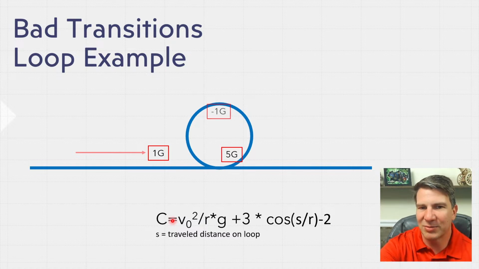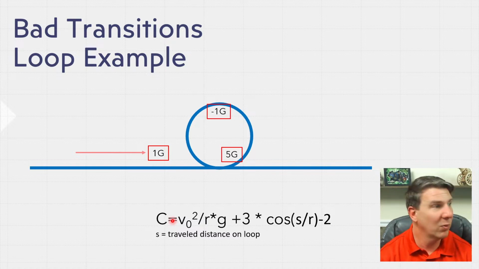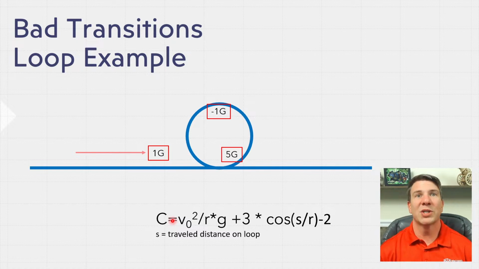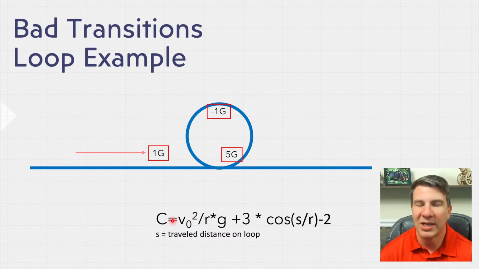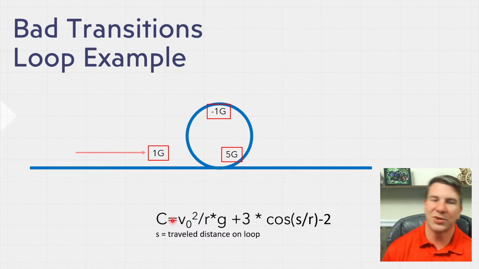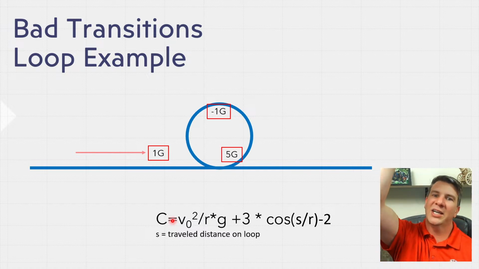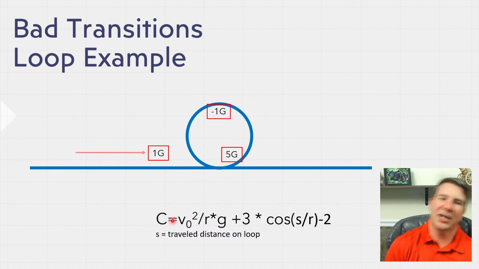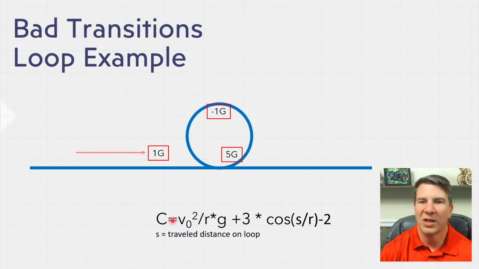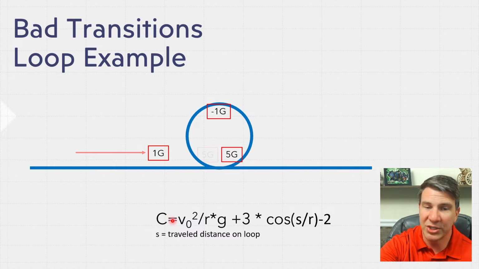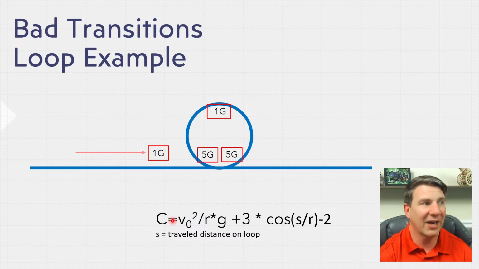All right, then we get up to the top and we go to negative 1g. Well, how did we get there? In this case, I've chosen the best case scenario, and we're going to have just enough velocity to get through the top. So you're basically hanging at the top, and then you'll come back down to the bottom. As we go back to the bottom, our velocity is going to increase, so our g-force is going to increase. So we're back at 5 g's.